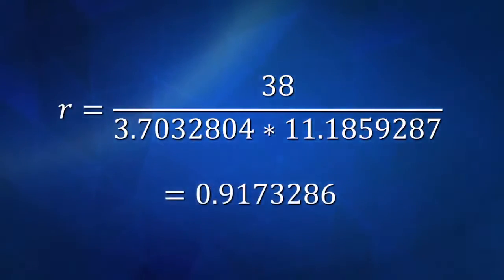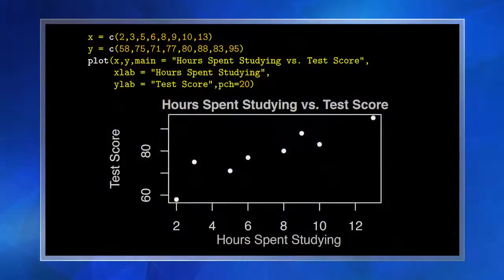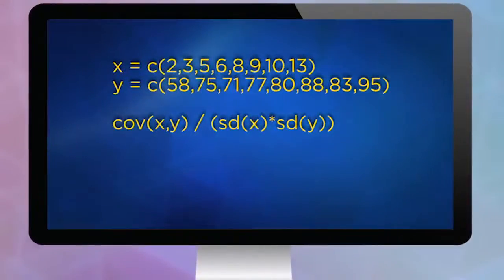Now, this is a really strong positive relationship, and we can actually see that in the original scatter plot. We could also do this calculation in R by hand, right? So we've got our X and Y variables.